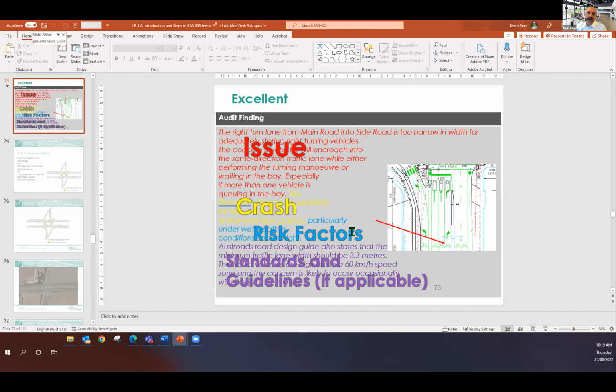And the risk factors, that's where you talk about the environment. You know, what's the operating speed? It's high operating speed, or this will be worse because of the volume of traffic, the land use, the fact that there's a school in the area and there'll be lots of kids using this, whatever it is. And then standards or guidelines if applicable.